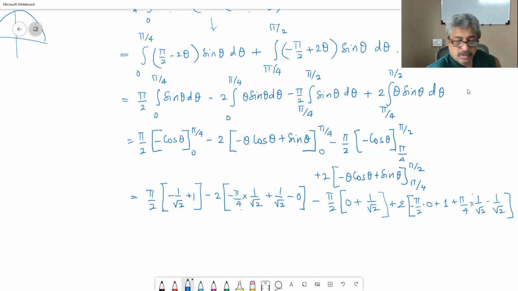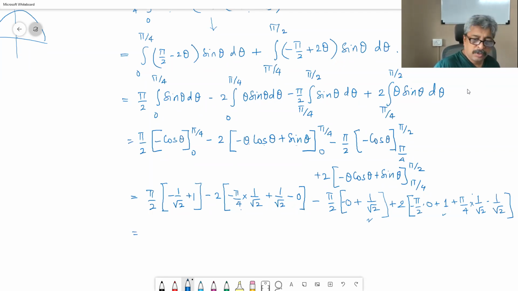Why did I write these two opposite in my notes? Cos pi by 2 is 0, so minus 0. And then cos pi by 4 is 1 upon root 2, minus plus it should be. So I think this is correct now. Okay. Then my answer is going to be different. Let us see what is the answer now.